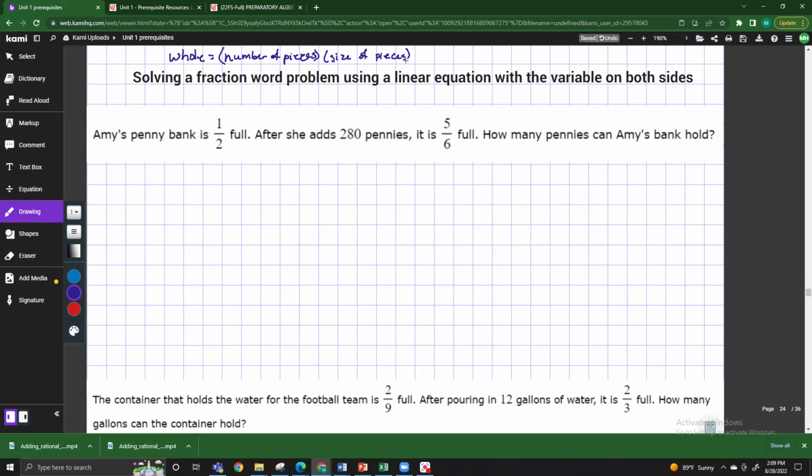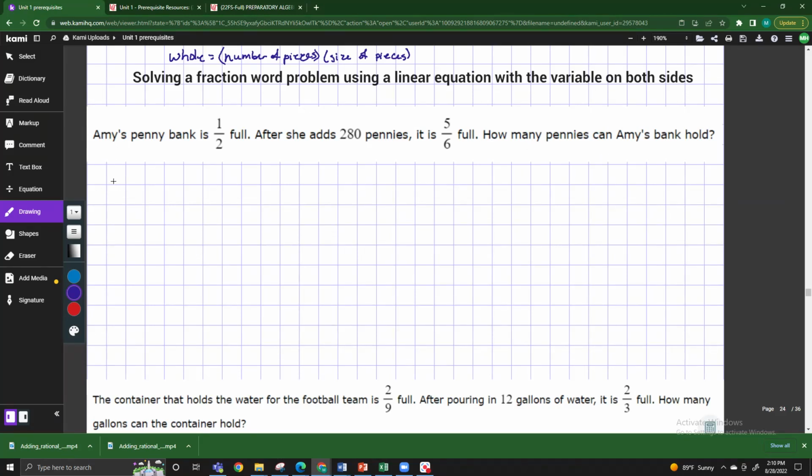So anytime we do word problems, we do it one sentence at a time. This is the first problem. There are two we're going to do. The first problem is Amy's penny bank is half full. So we're talking about a penny bank. After she adds 280 pennies, it is 5/6 full. How many pennies can Amy's bank hold?